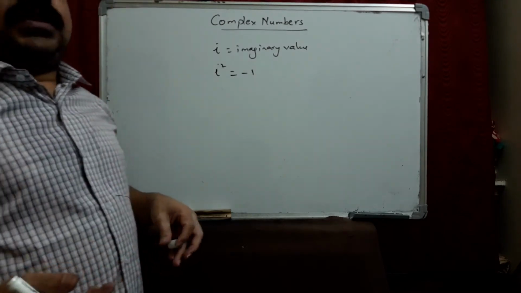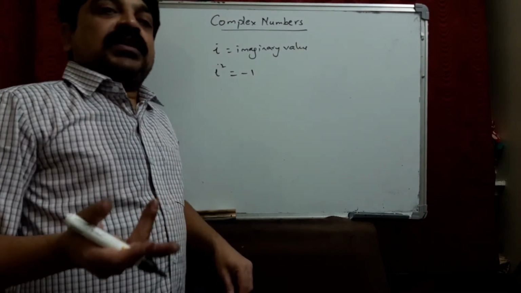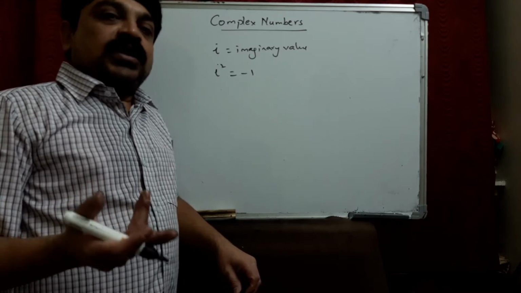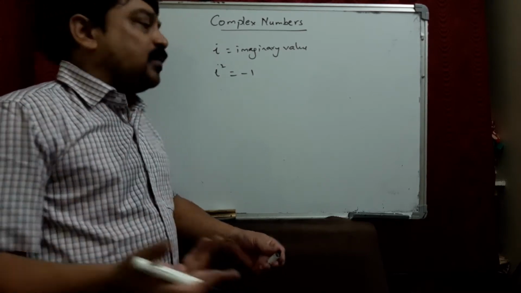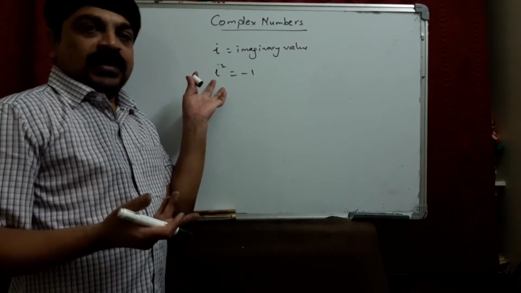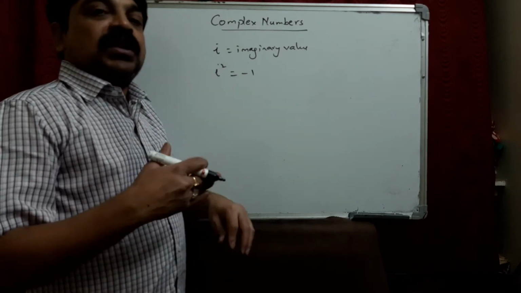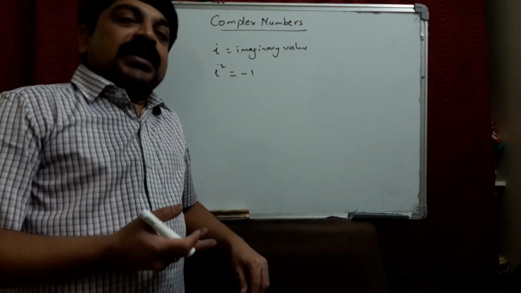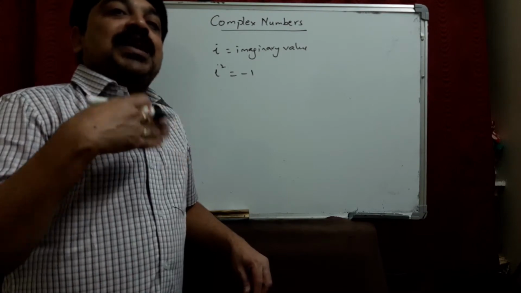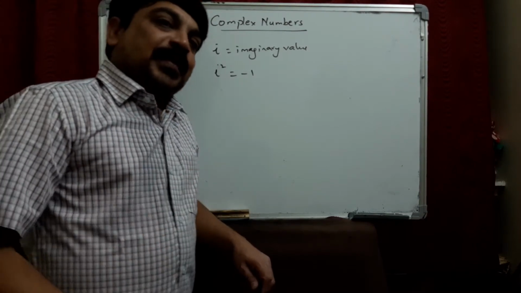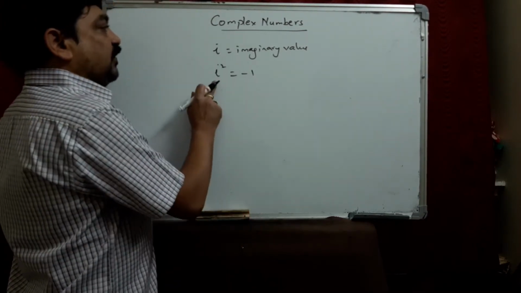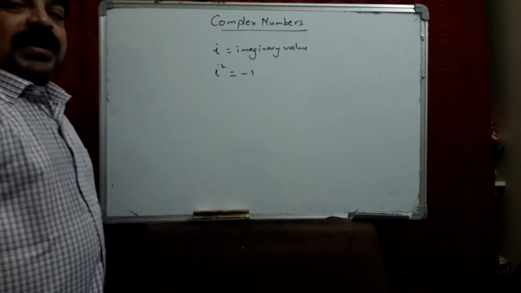Sir, how can it be? The square of any number does not exist as a negative, it's not a real number. Yes, it is not a real number. I am not telling you it is a real number. It is away from real numbers. It is an imaginary number which we can imagine. So, i is an imaginary value and i square can be taken as minus 1.